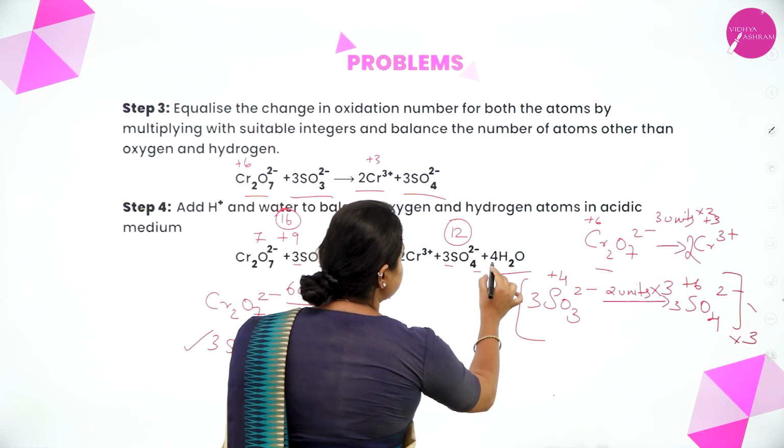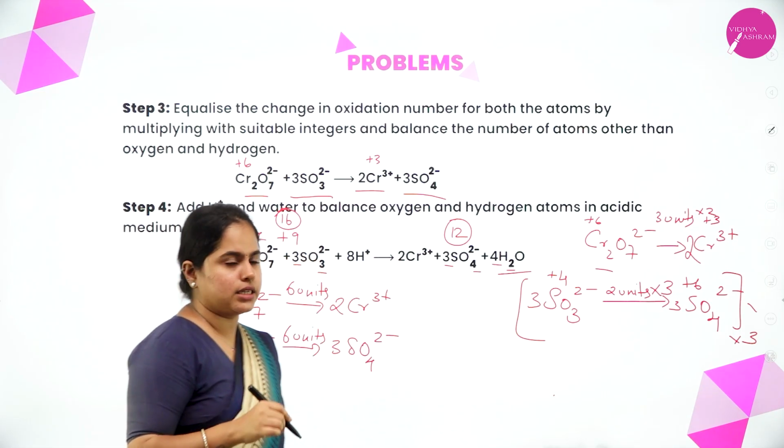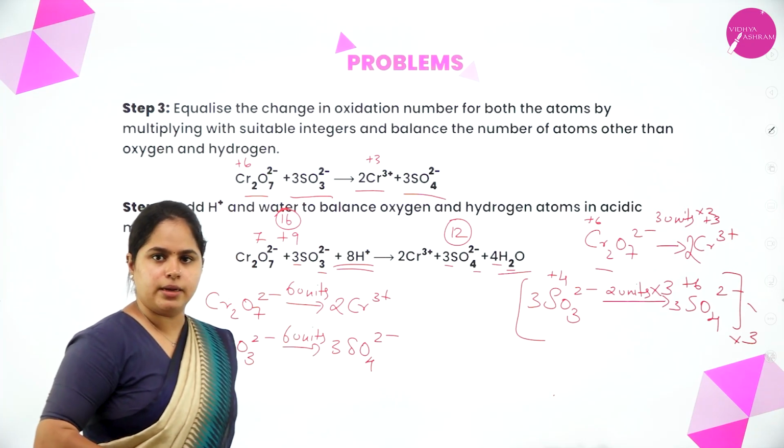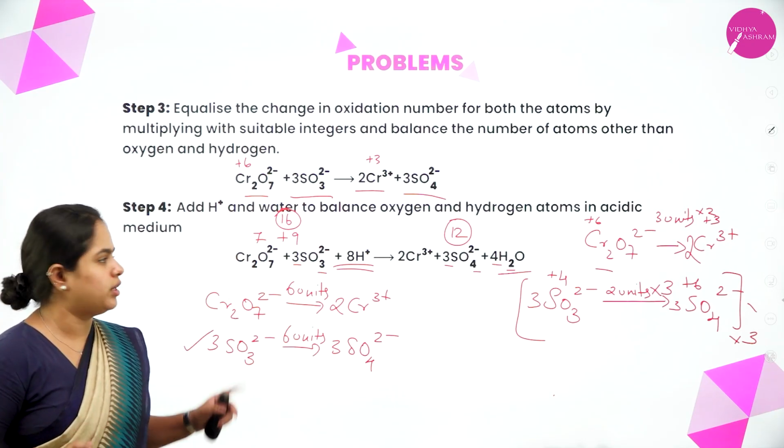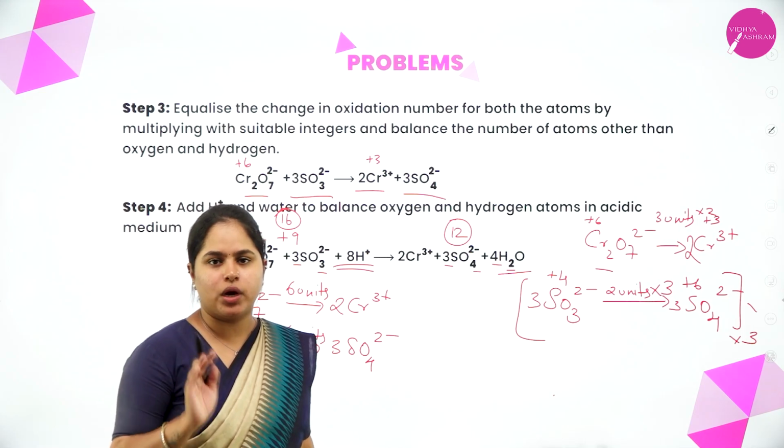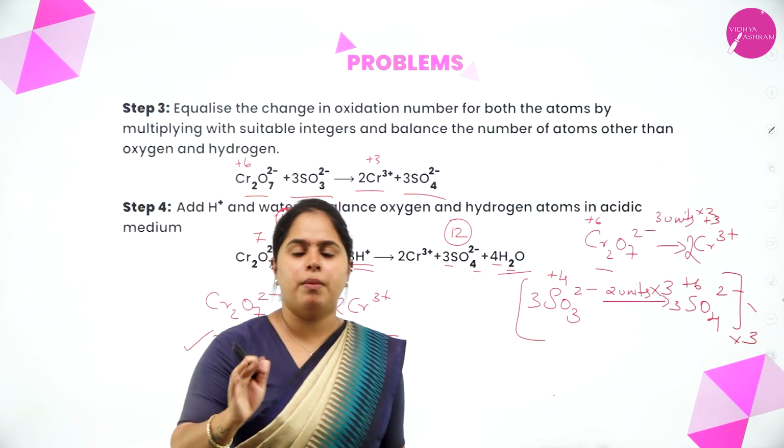So how many hydrogen atoms are here? 4 into 2, right? 8. So we add 8 H plus on this side, on the reactant side. So totally the reaction will be balanced. So I hope it is clear. So this is how we are going to balance redox reactions.